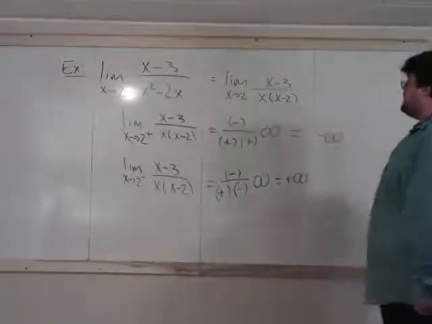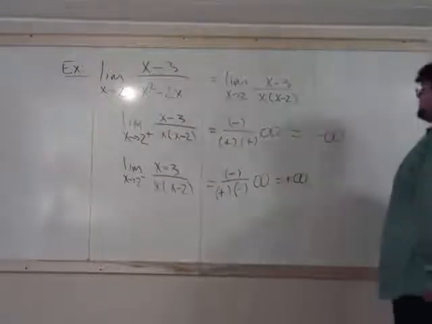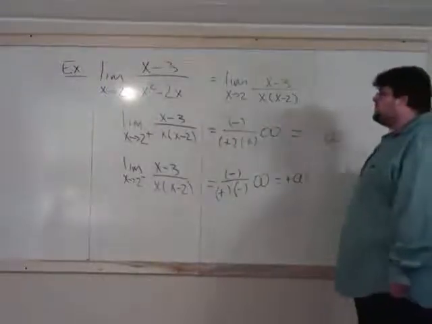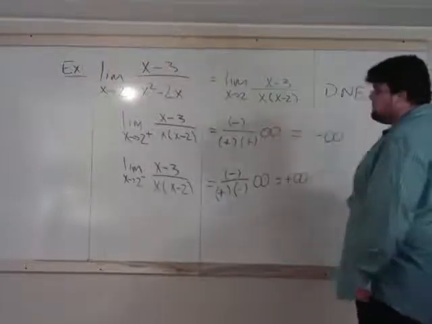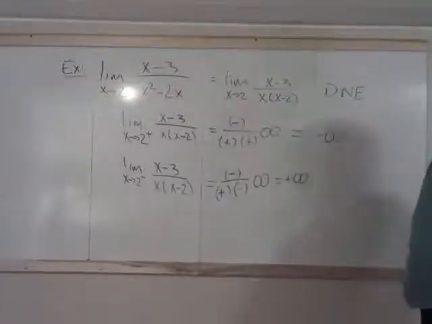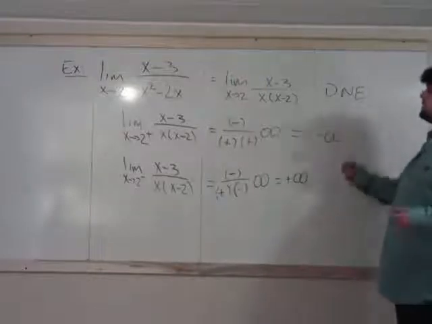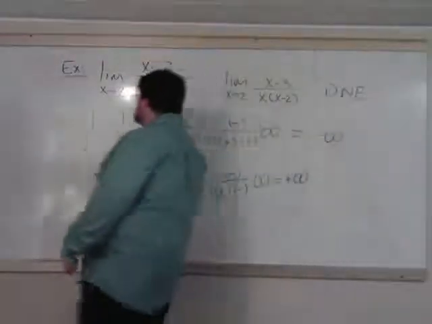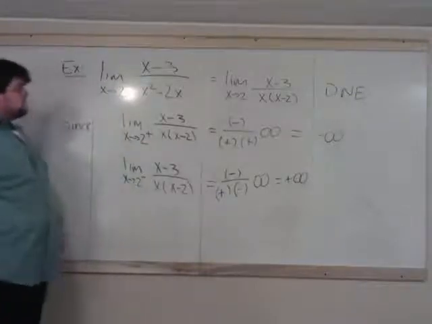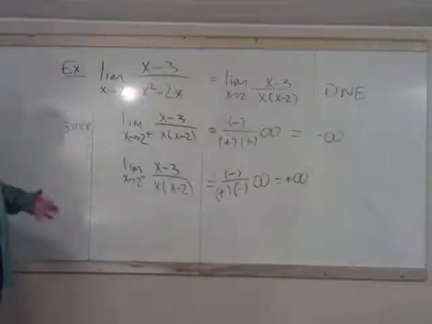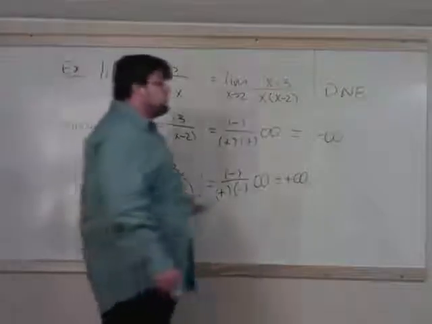But what did we do here? We showed that the limit on the left was different than the limit on the right. When that happens, the limit does not exist. So it doesn't exist since, maybe I'll just throw the word since over here, since we had different limits on both sides of, in this case, 2.